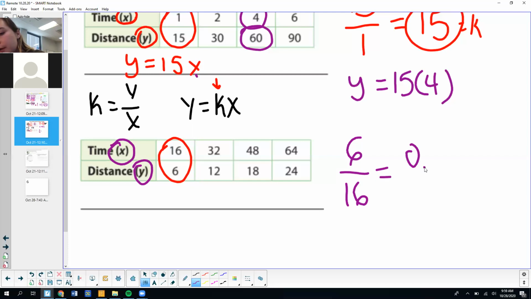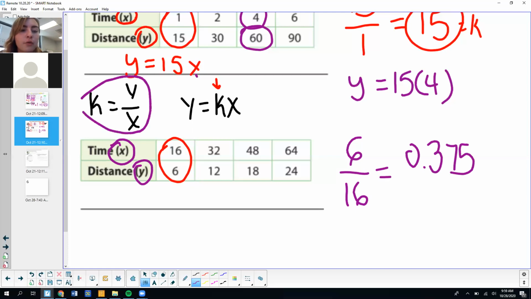0.375, and that's k. Remember, we used our constant of proportionality formula to figure out what our pace or rate was for time and distance. So we're going to use our equation setup to write it: y equals 0.375x. Okay, that's all you have to do.